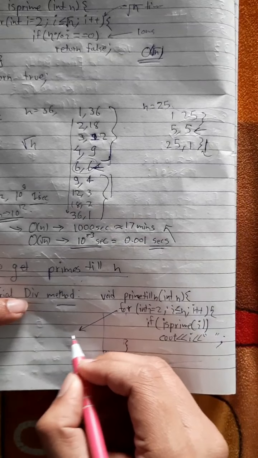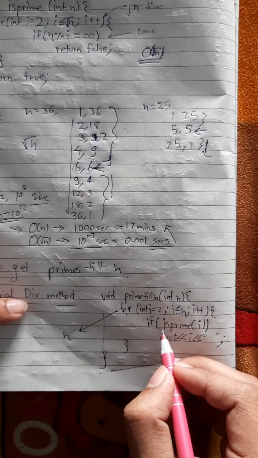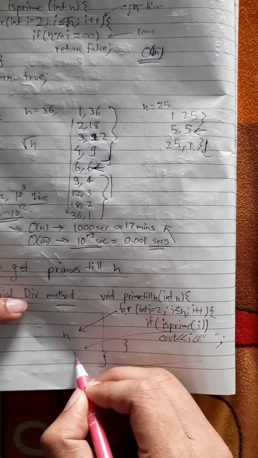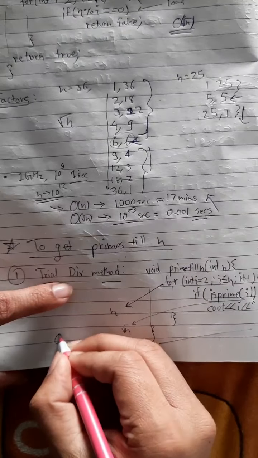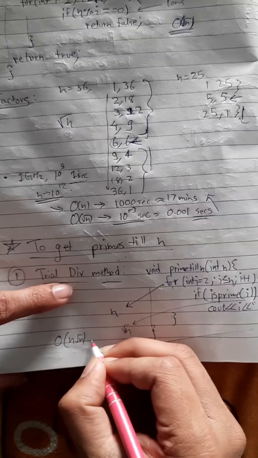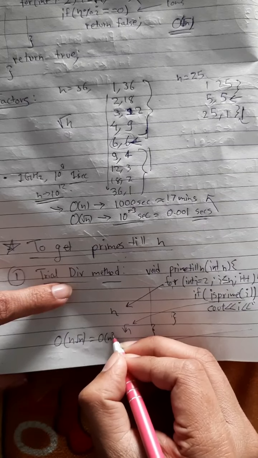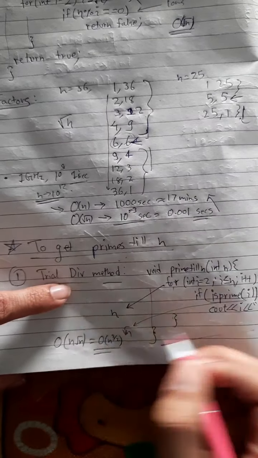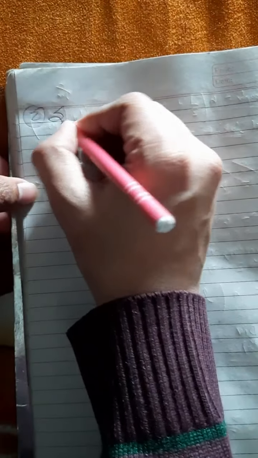This loop runs n times, and each isPrime call has a complexity of root n. So the overall time complexity becomes n root n, which is nothing but n to the power 3 by 2. All right, and now the next method is the sieve of Eratosthenes.